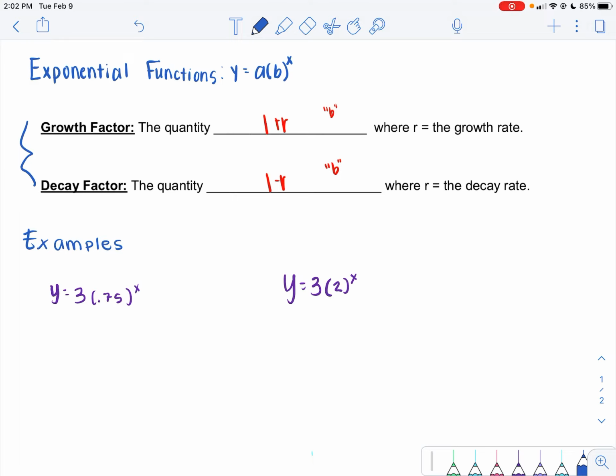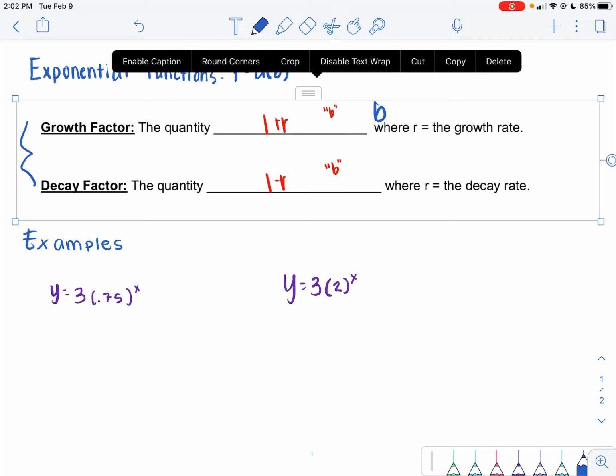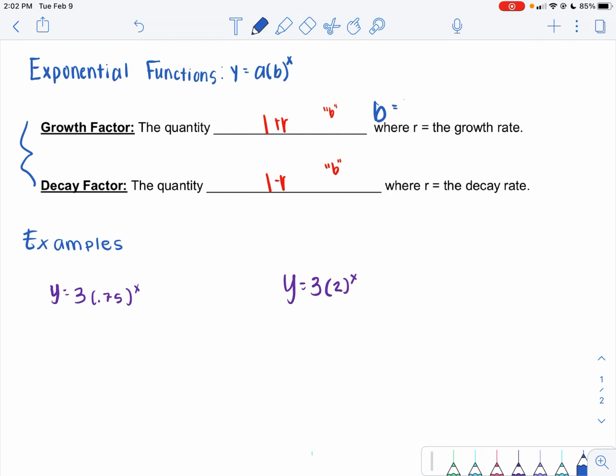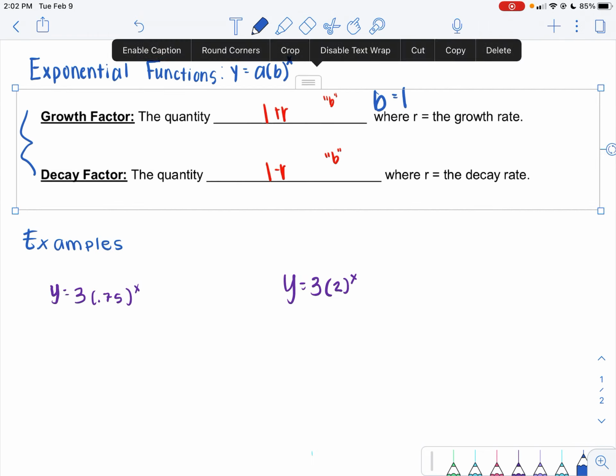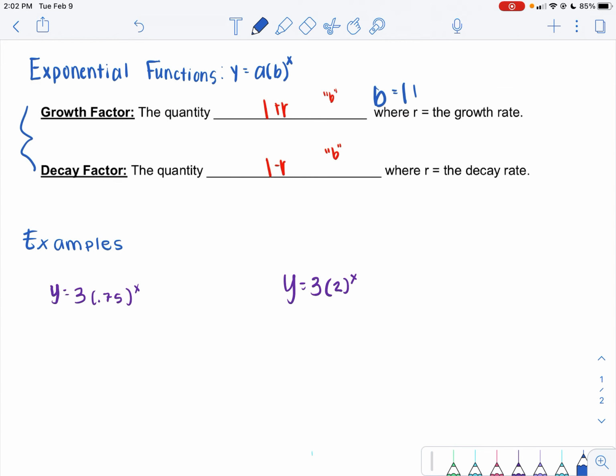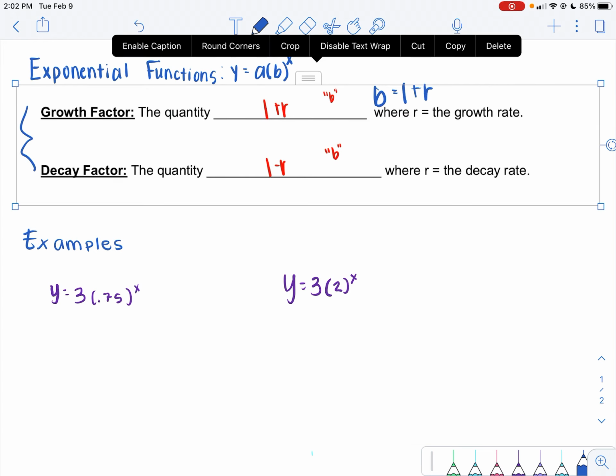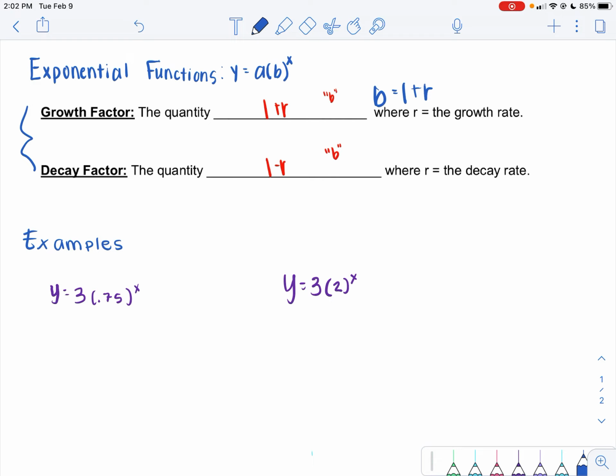So what we have when we have a growth factor is that b equals 1 plus r. Okay. So then our decay factor is when we have a decay, the quantity 1 minus r, where r is the decay rate. So when we have a decay, b equals 1 minus r. And you saw this in the examples of the word problems for exponential growth and decay.